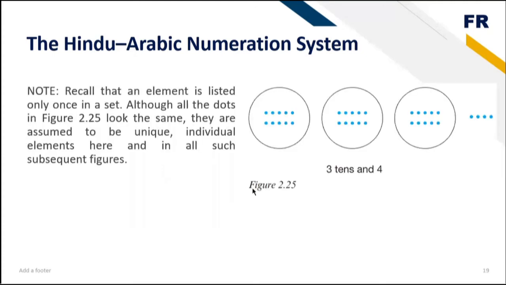Okay, recall that an element is listed only once in a set, although all the dots in figure 2.25 look the same. They are assumed to be unique individual elements here and in all such subsequent figures. Okay, so meron tayong sets, then sa sets natin ay gumamit tayo ng dots. So by using group, we have 3 tens and 4.